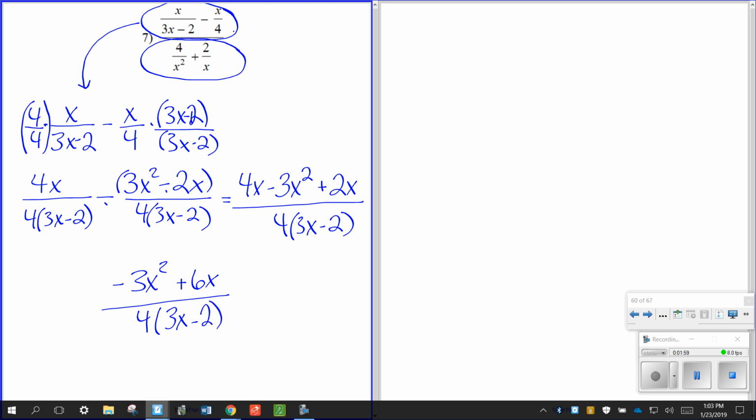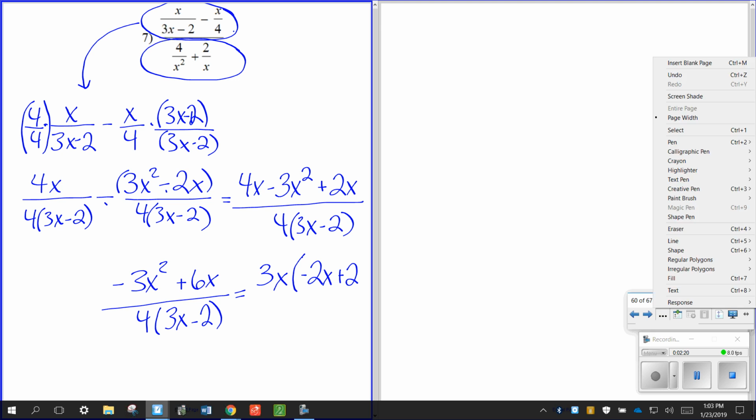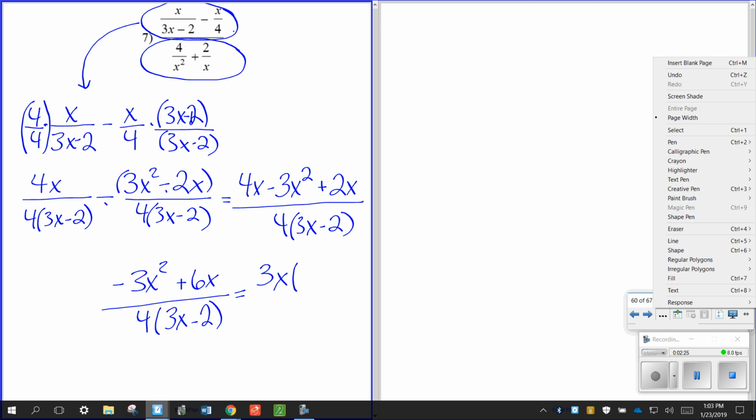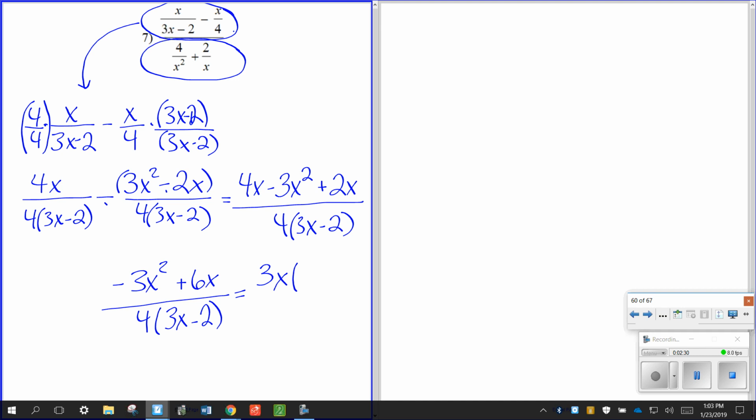And I can already see that there's something I can factor out of the numerator, so I'm going to factor that numerator before I do anything else. I can take out a 3 and an x, so that would leave me with a negative 2x, negative 1x, sorry. Multiplication is hard. So negative 3x comes out of there, and I'm left with a negative x plus 2.